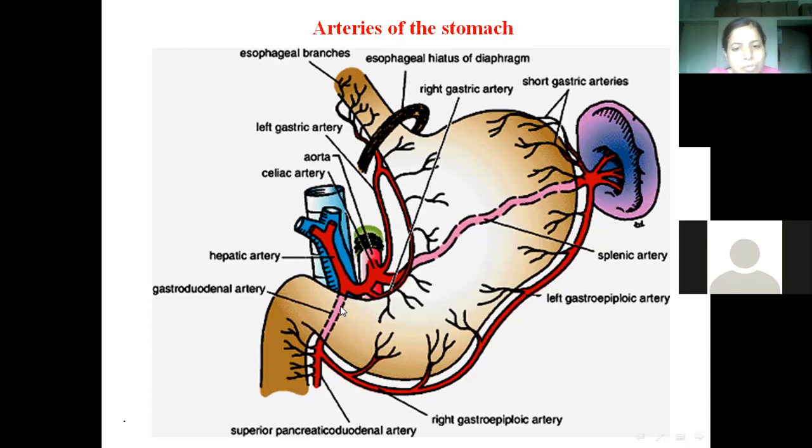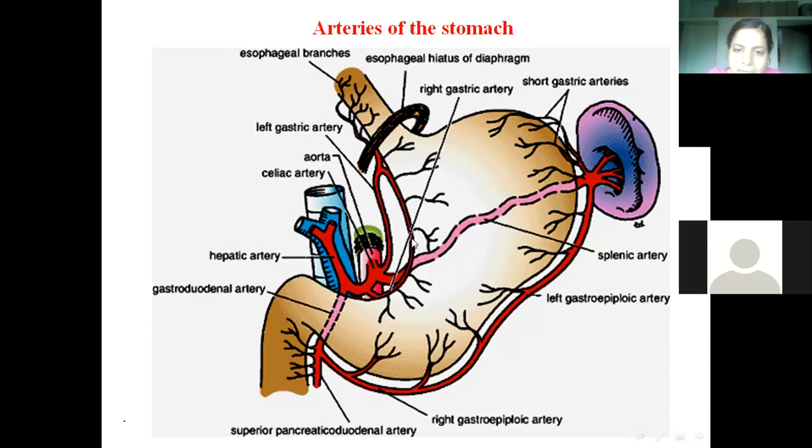And from the gastroduodenal artery, we also get the right gastric artery. So to summarize, on the lesser curvature, we have the right gastric artery coming from the gastroduodenal artery, which in turn is a branch of the hepatic artery. We also have the left gastric artery, which is a direct branch from the celiac trunk.